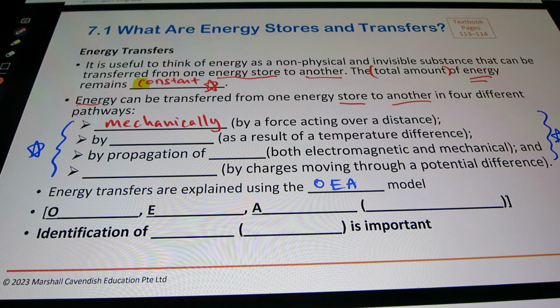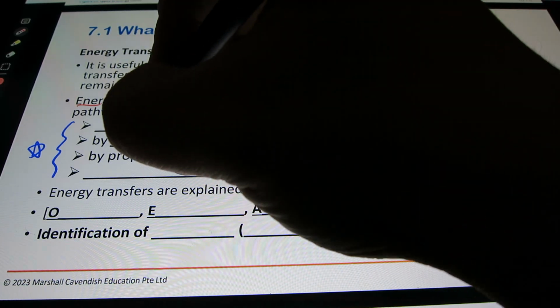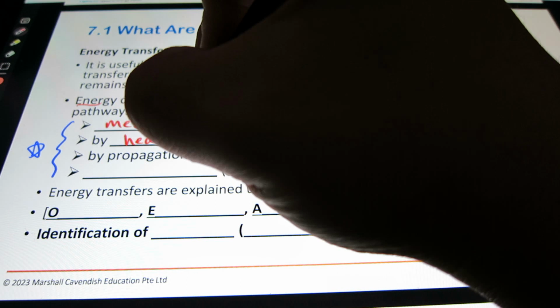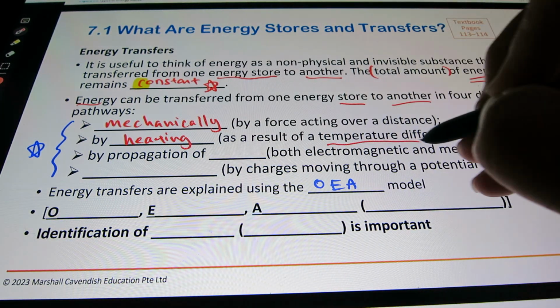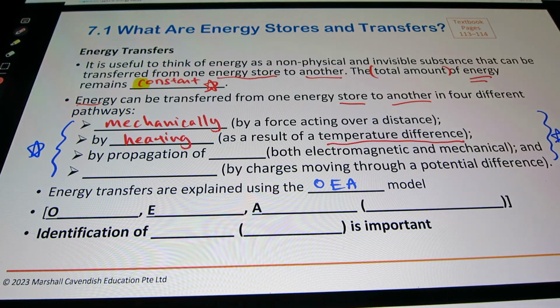Alright, the second way you can transfer energy from one store to another store is via heating. And the heating can happen only when you have a temperature difference. Right? You know that energy flows from hot to cold, so when you have a temperature difference, then you transfer energy from the hot store, from the internal thermal store of the hot object to the internal thermal store of the colder object.